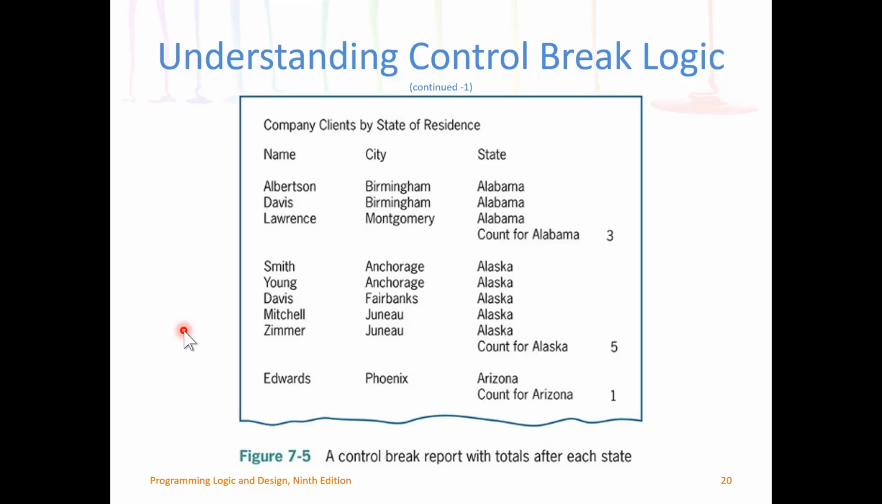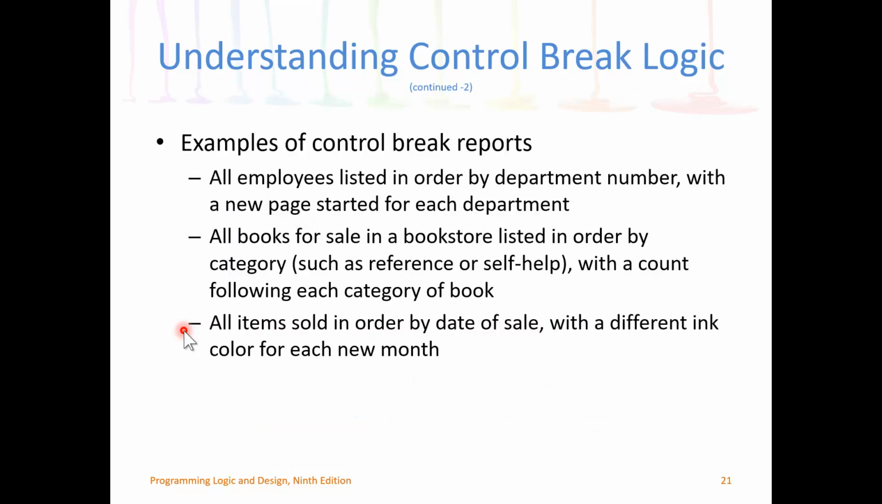Now, I'm not going to make you write any code on control breaks, but you need to know what a control break is. So here's some of the book examples. Employees are listed in order by department. Books that were sold in the bookstore by category. Date of sale, so we can get the subtotals for how much we sold each day of the month.